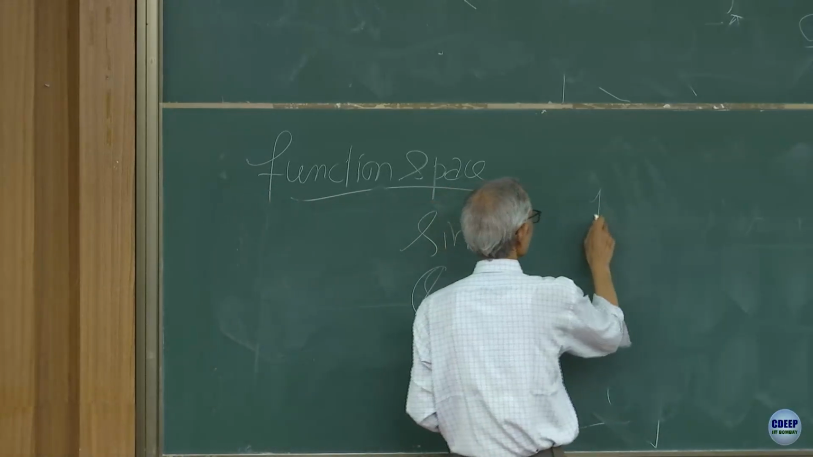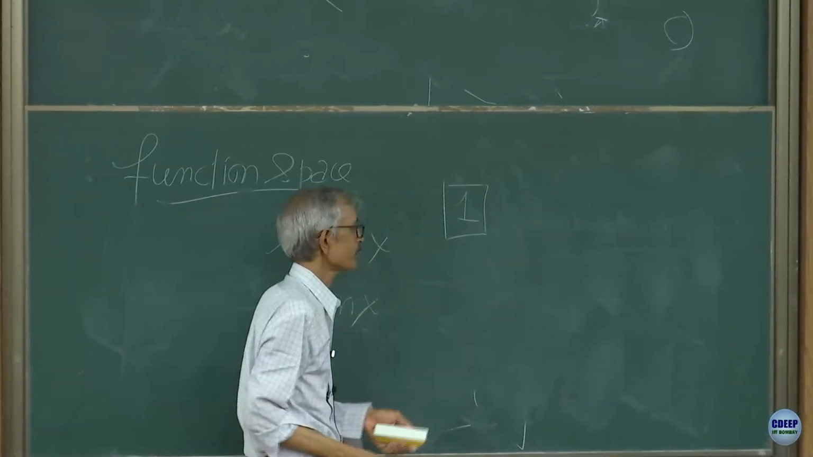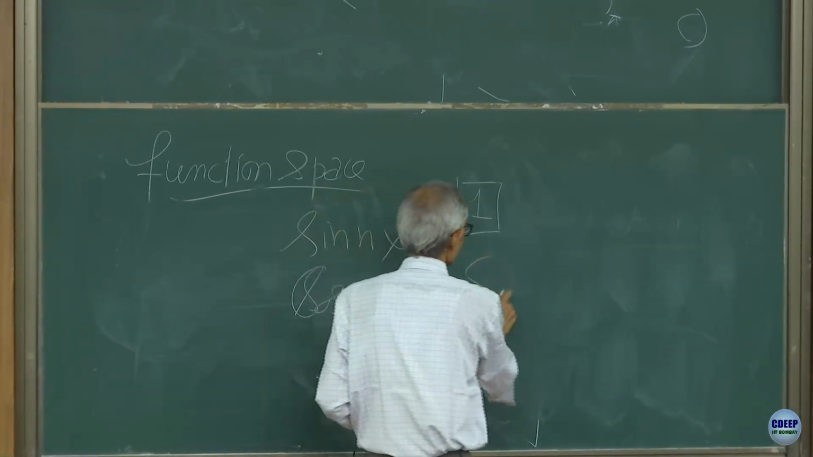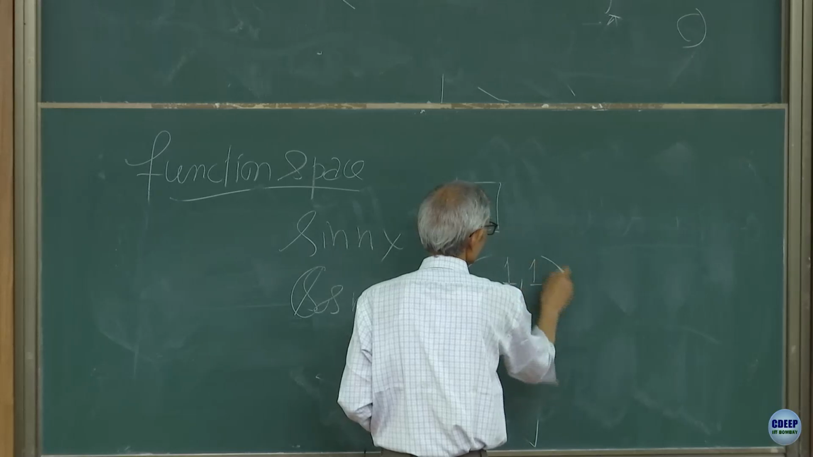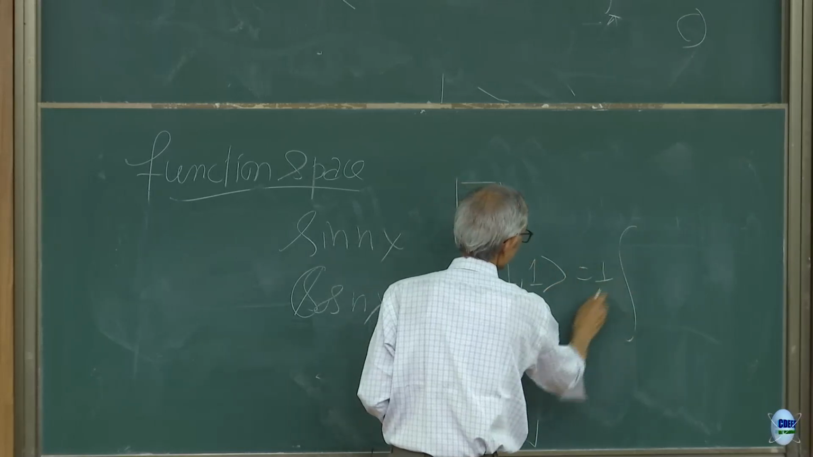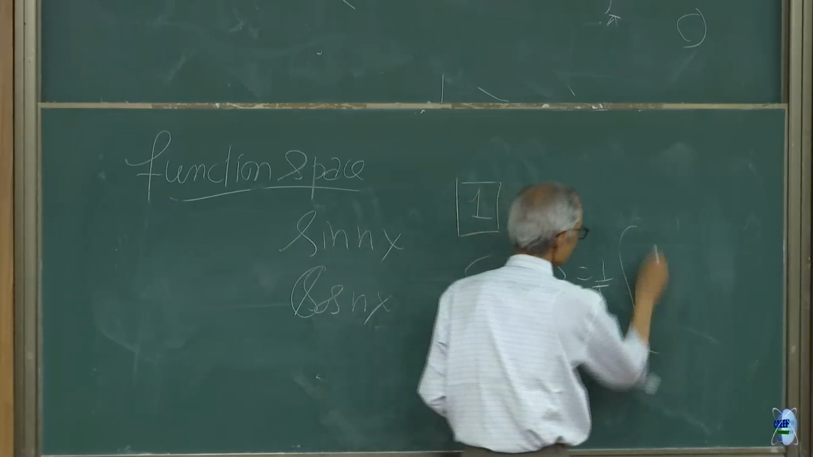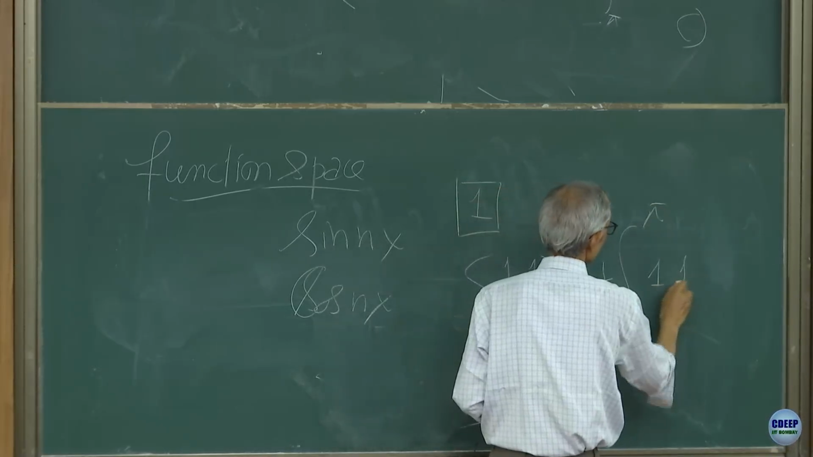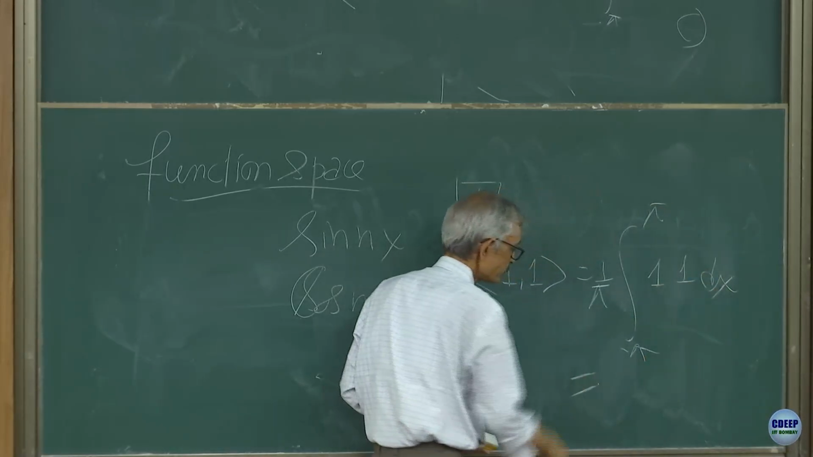What about this guy called 1? If I try to find the inner product of 1 with 1 using the definition, integral from minus pi to pi of 1 times 1 dx, this comes out as equal to what?